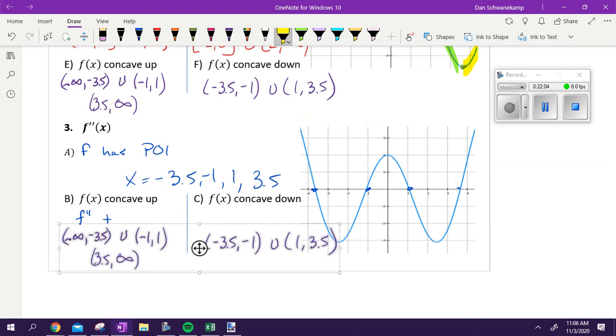From here to here, from here to here, from there to there. I'm positive because I'm above the x-axis. Oh yeah, it's those three answers right there. Same thing on when am I concave down. It's the other spots. That's what we're trying to work through. Makes sense on how these things are connecting.